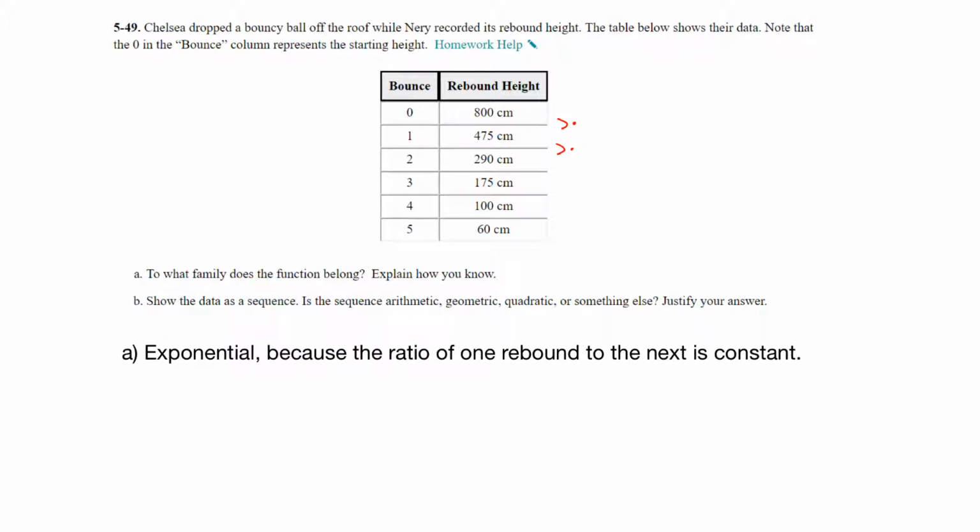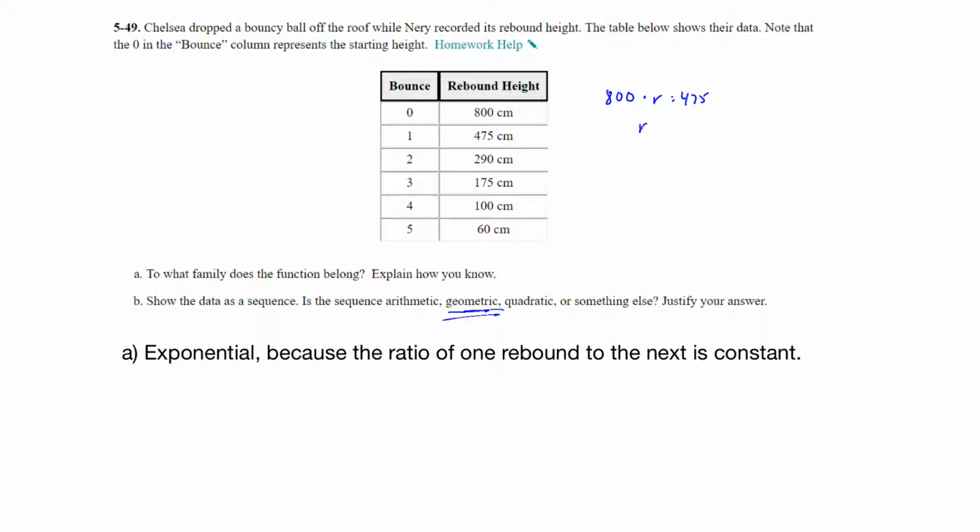Part B, show the data as a sequence. Is the sequence arithmetic, geometric, quadratic, or something else? Well, we know because it's exponential, it is going to be geometric, because we know that there's going to be something that is multiplied. Let's see if we can figure that out. So if we want to figure out what that multiplier is, we can work backwards. The question is, 800 times what value should be equal to 475?